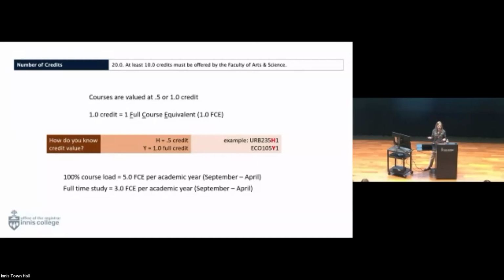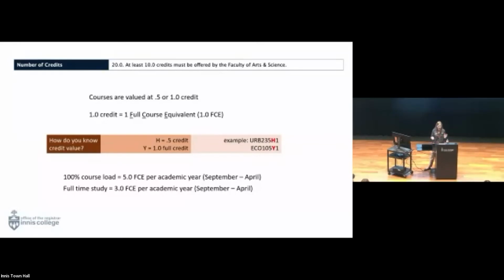So how do you know what the credit value is from looking at a course code? All course codes have 7 characters. The second to last character will either be an H or Y. If it's an H, it means the course is valued at a half credit. If it's a Y, it means the course is valued at a full credit.